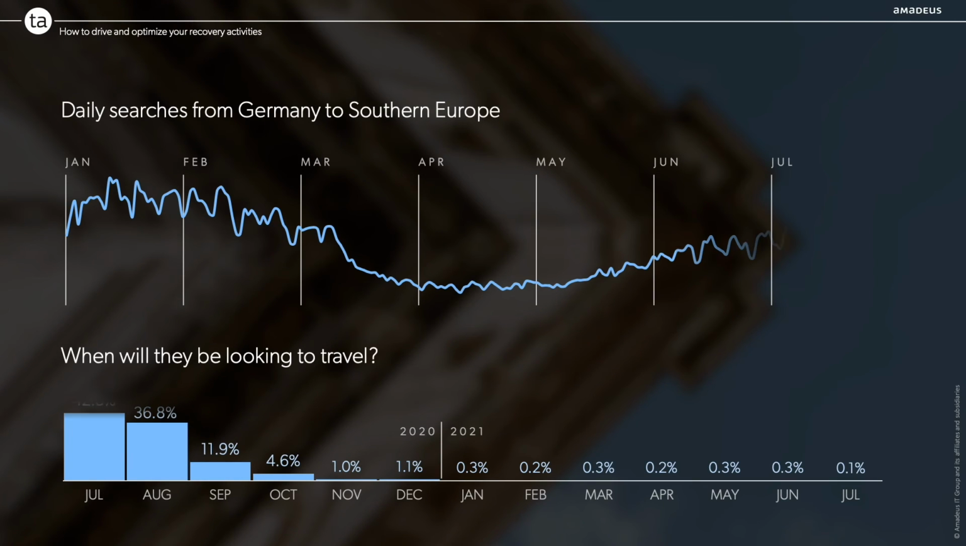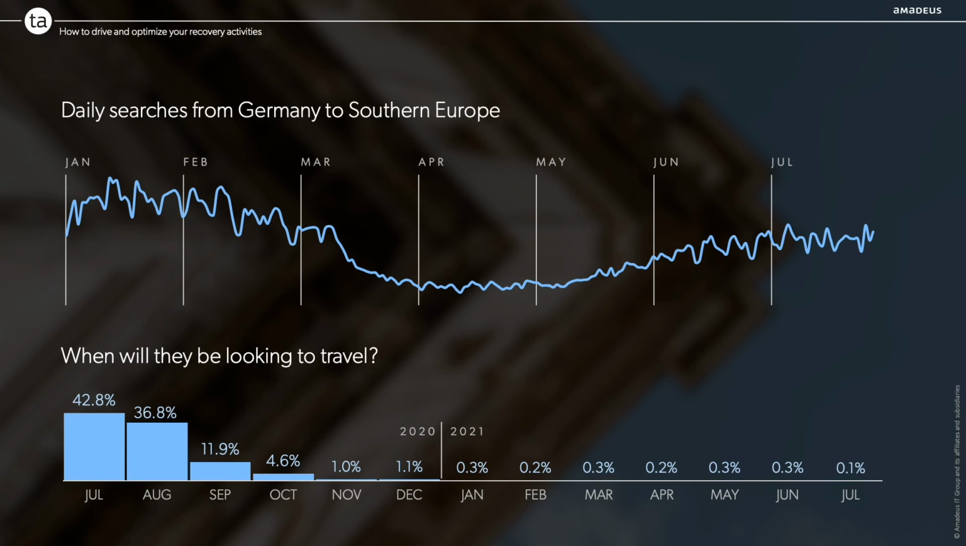On the upper graph, you can see the evolution of the daily searches we see from the German market to different destinations in South Europe. As you can see, the search volume in June and July has already increased, and now the volumes are at their highest since March.